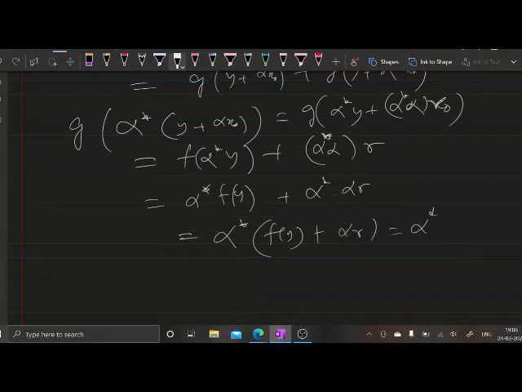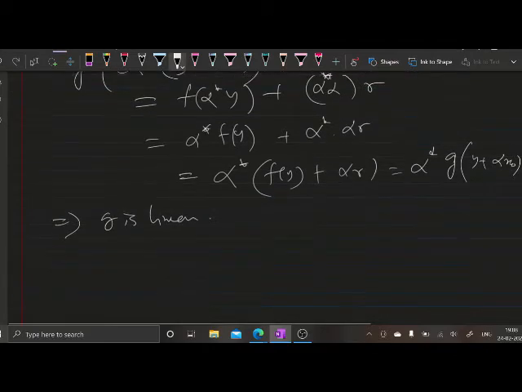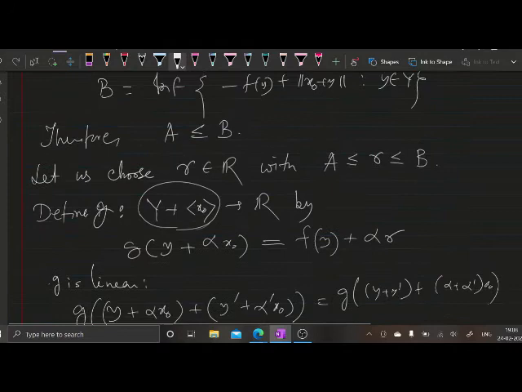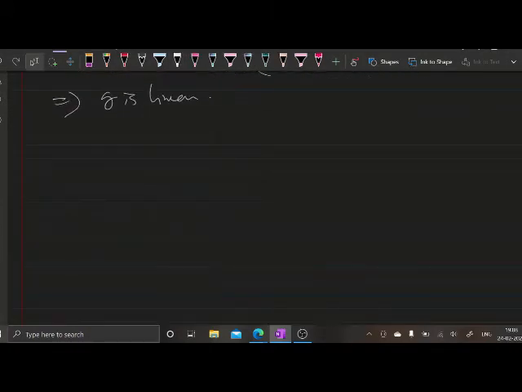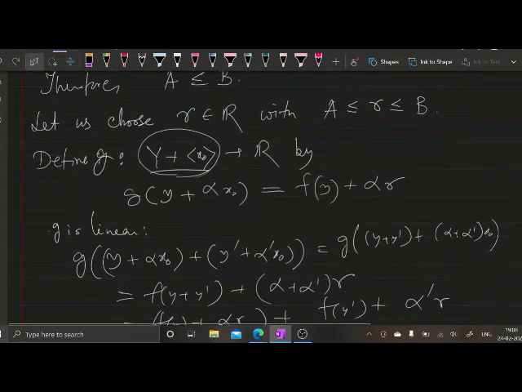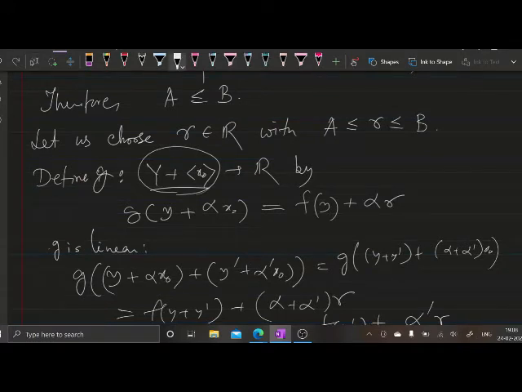So therefore it is alpha star g of y plus alpha x naught. So this proves that g is linear. Okay, so g is a linear transformation from the subspace to R, that means it is a linear functional. Also, if you look at this map, you will see that if you restrict it to Y, then the points will be of the form small y plus 0 x naught. So that means it is f y.